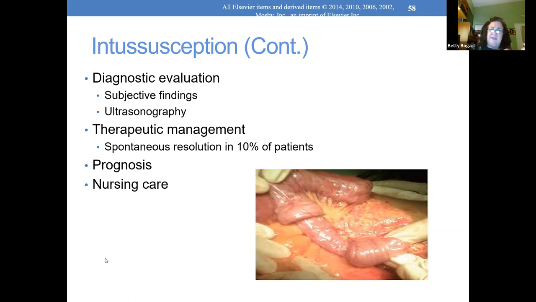If that doesn't work, or they have to be overly aggressive, they'll go to surgery and remove that piece of intestine. So, intussusception.